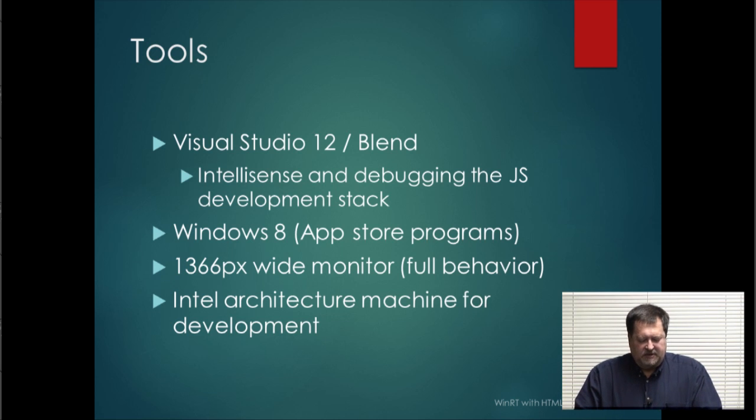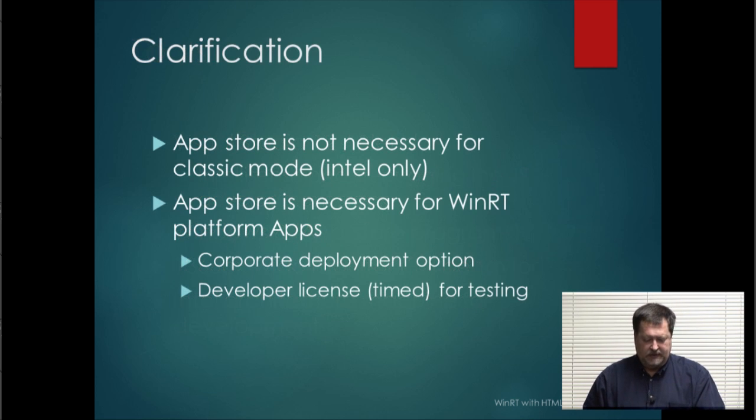You also have to have Intel architecture machine for development, and you can tether and remote it into other machines, and I would love to test that, Keith, today, if we get a chance later, but that would be after the talk. Okay, so App Store isn't necessary for classic mode, so your old apps can still go on Windows 8 the way they used to. They're not going to be Metro apps, though. If you have a Metro app or something from WinRT, it's going to have to go through the App Store.